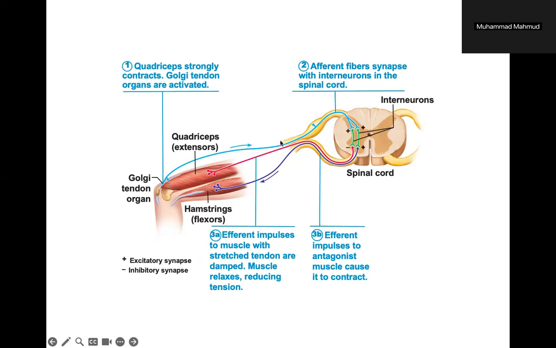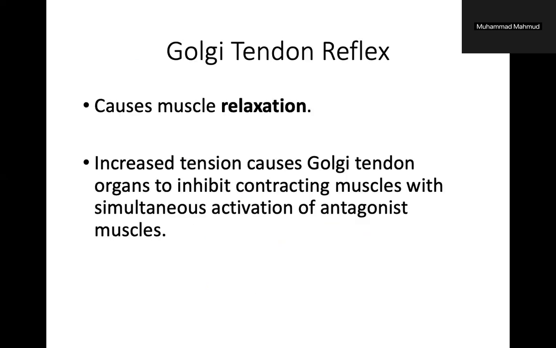When activated, the afferent fibers will synapse on interneurons within the spinal cord. Efferent impulses to the antagonist muscle cause it to contract, and efferent impulses to the muscle with the stretched tendon are damped, so that it will relax. So what is going on? It is actually the opposite of what we have learned earlier. This time, muscles will relax. The reason is, if they don't, that can cause the muscle to be damaged.